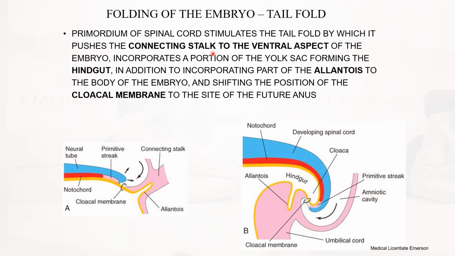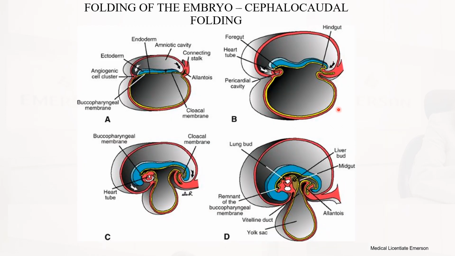Then the primordium of the spinal cord stimulates the tail fold, by which it pushes the connecting stalk to the ventral aspect of the embryo. It also incorporates a portion of the yolk sac, forming the hindgut, in addition to incorporating part of the allantois into the body of the embryo, and shifting the position of the cloacal membrane to the site of the future anus. So what we're talking about is this. If you have seen, you have the allantois, the hindgut, and the cloacal membrane here, which will be our future anus.